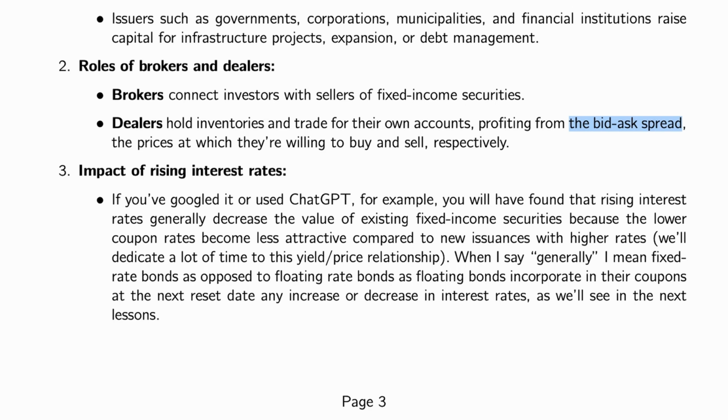Trading mechanisms. Over-the-counter OTC markets. These are decentralized markets where securities are traded directly between parties. Electronic trading platforms. These provide a digital marketplace for trading securities, offering more transparency and efficiency compared to OTC markets. Finally, we examine the factors influencing bond prices.